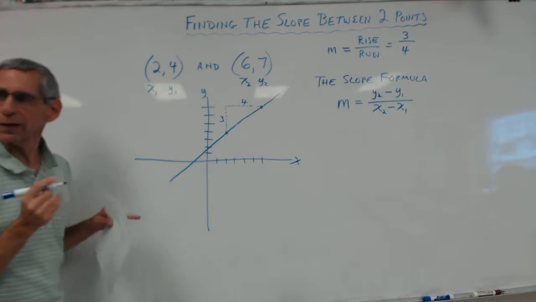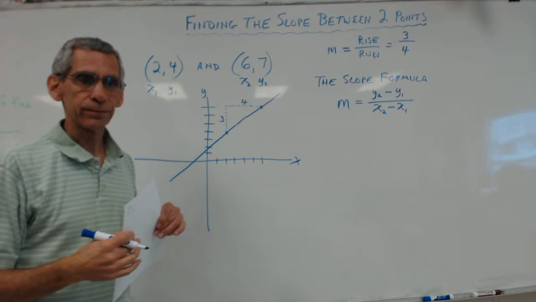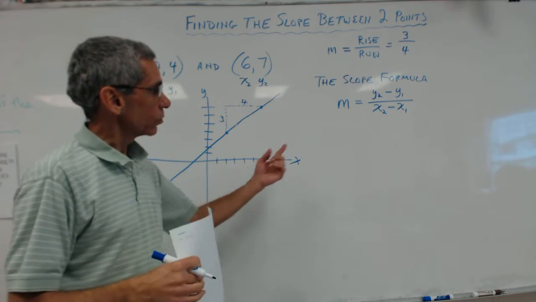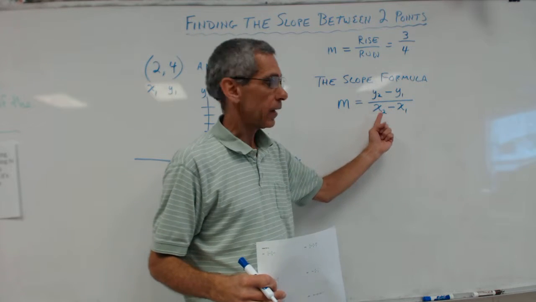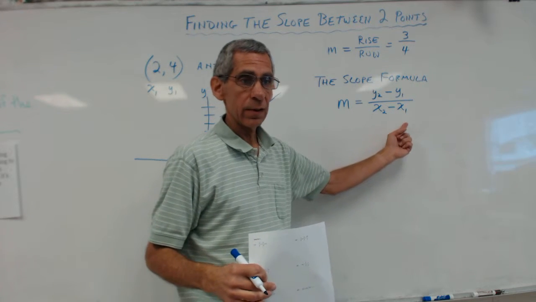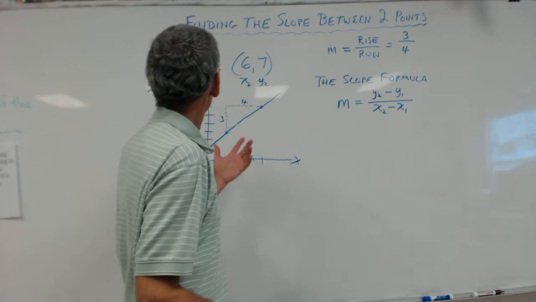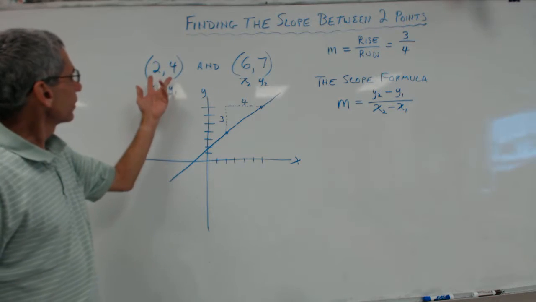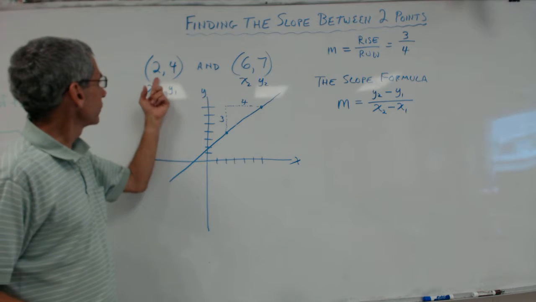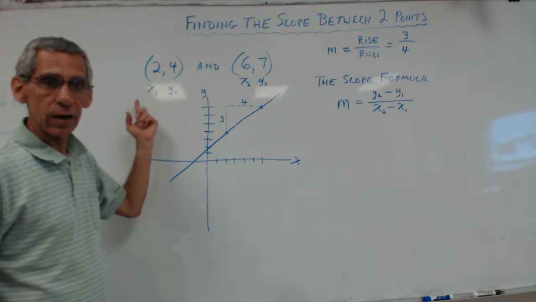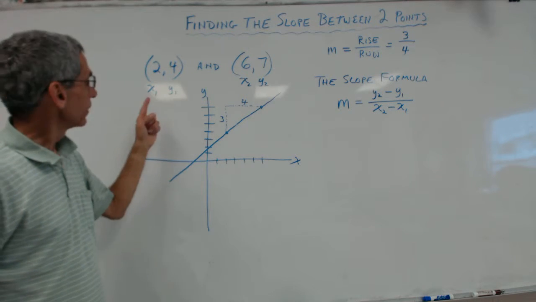Does that make sense to everybody? Okay, so this is the formula, and the formula says that there are 2 different y's, and there are 2 different x's. And so I'm thinking, well, where am I going to find 2 different x's and 2 different y's? They gave me 2 points, and each point is an xy. So I'm just making one of them x1, and the other one x2.